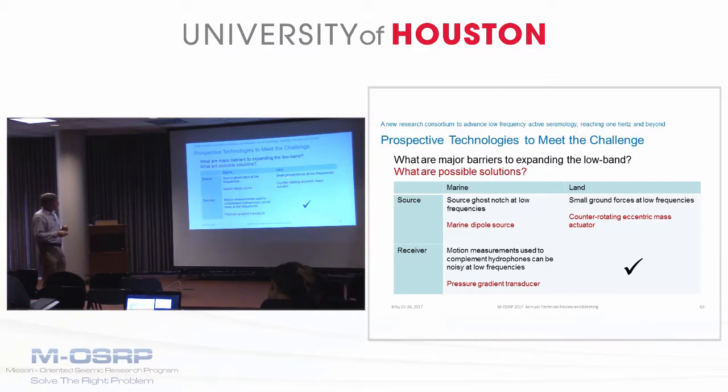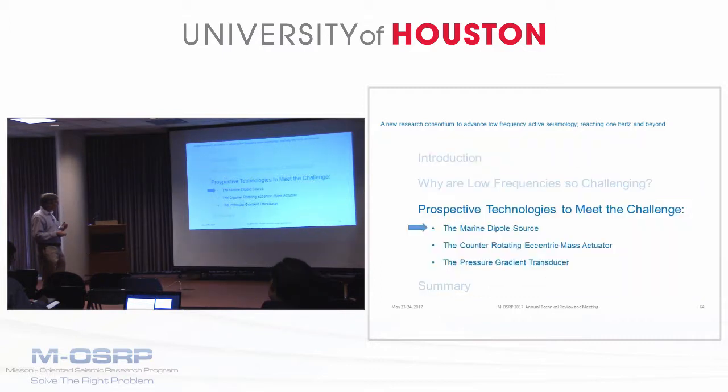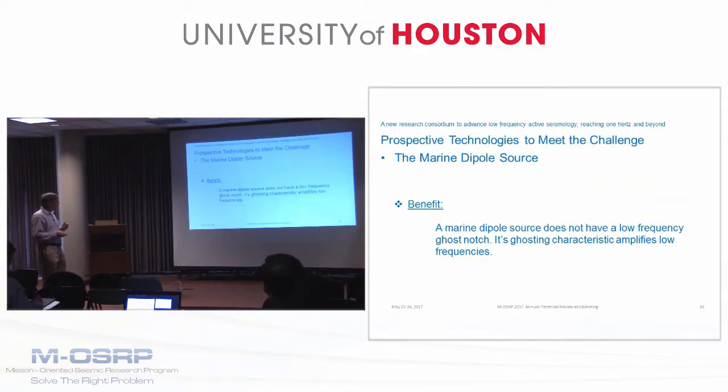So we came up with these. These identified the key issues, and then we came up with what we thought were potential technologies that addressed those key issues. So we're going to go through those one at a time, a few words on each of these. And we're going to start with the marine dipole source. The primary benefit of the marine dipole source is that it doesn't have a low frequency ghost notch, but rather its ghosting characteristic provides an amplification at low frequencies.